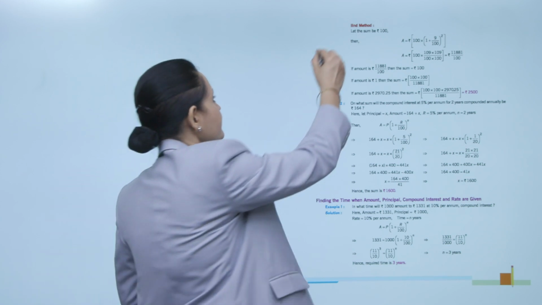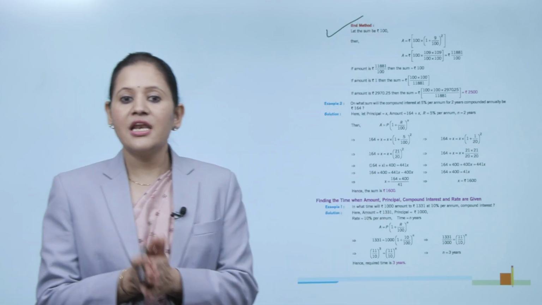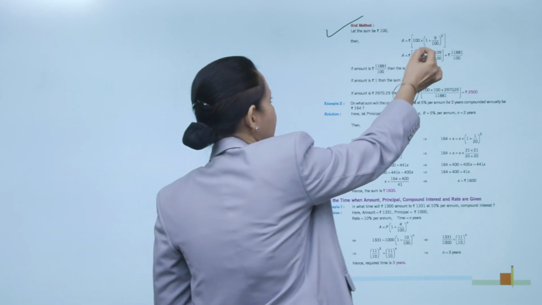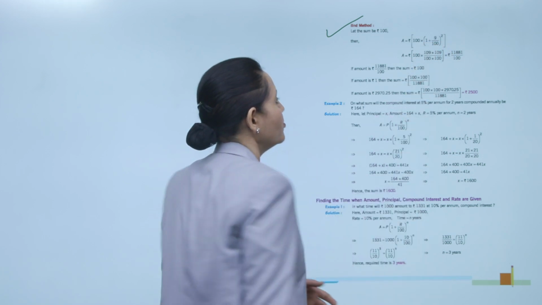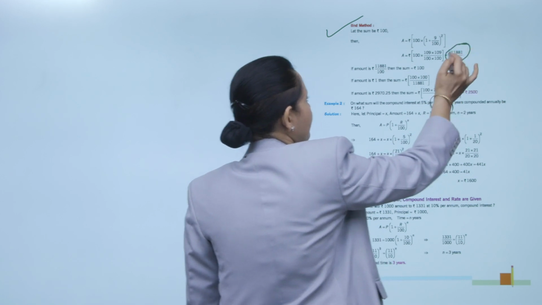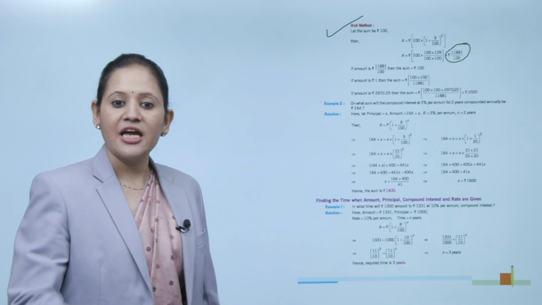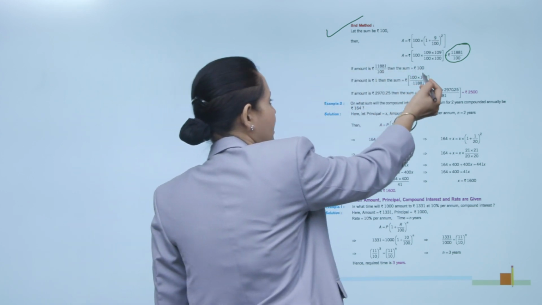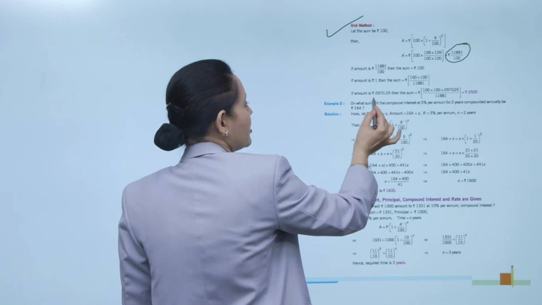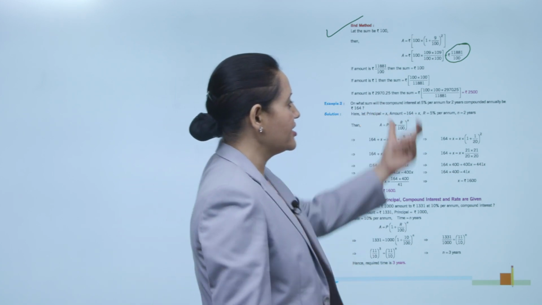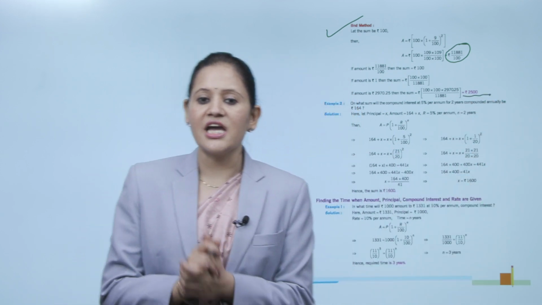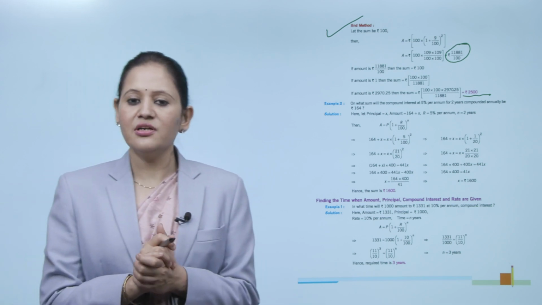Second method. Let the sum be rupees 100. So amount equals 100 multiplied by 1 plus 9/100 to power 2. We'll solve this. So 11,881/100 rupees comes. If the amount is this much, then the sum is 100. If it is 1 rupee, what will the sum be? If the amount is 2970.25, then the sum equals rupees 2500. So you can use any method to find out the principal.